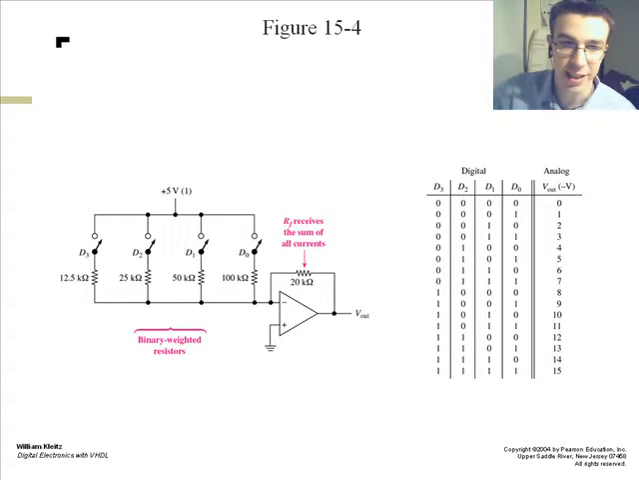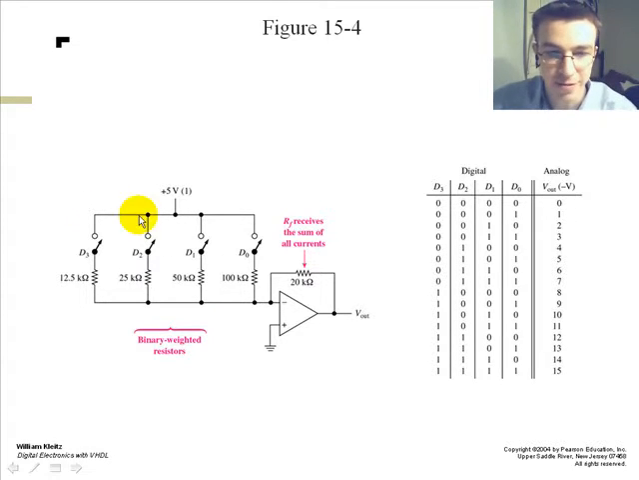This is an example of a switching op-amp with binary weighted resistors. You have your switches turning your resistance on and off. This would create your analog voltages 0 through 15 and your digital output levels 0 through 15 as well, through the stepping up of your binary weighted resistors.